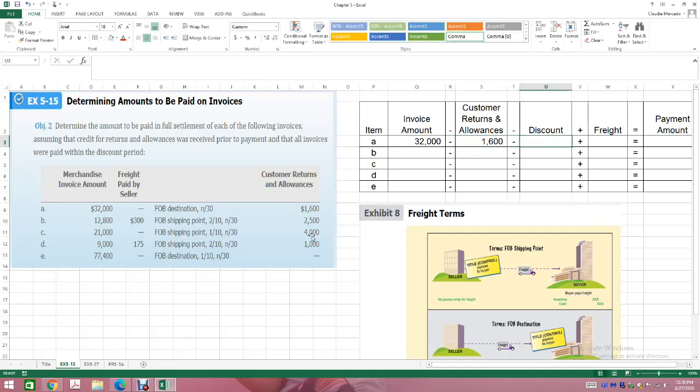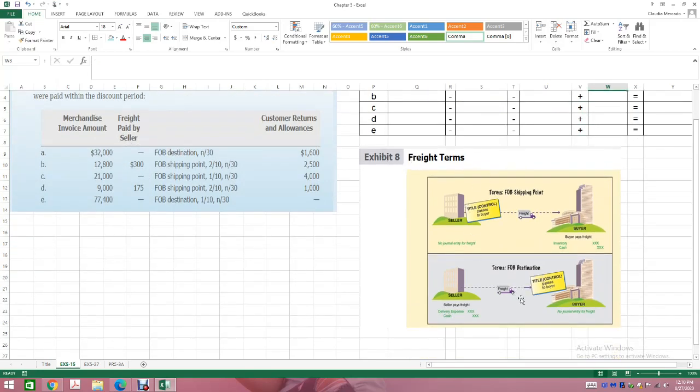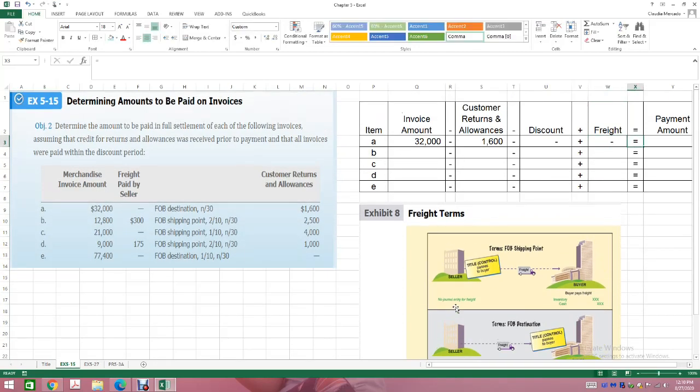Okay. Now, did they offer me a discount if I paid within a discount period? The answer for this one is no. It says N30. So what does it say? It basically says that you have to pay the invoice amount within 30 days. No discount given. Okay. So do we have a discount? No, we do not have a discount. Are we paying any freight? It's FOB destination. If we look on Exhibit 8, FOB destination means that the seller pays for the freight. Okay, so we don't have to worry about the freight in this case. So my freight is 0.